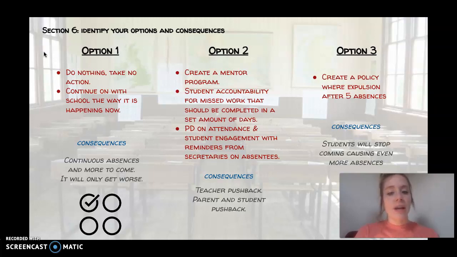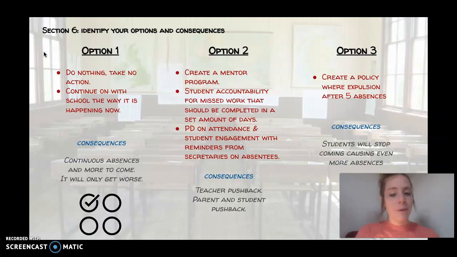We could also create student accountability for missed work that should be completed in a set amount of days, so they know if they do miss a day, they have a certain amount of days to make up that work. Then I could also have professional development on attendance and student engagement with reminders from secretaries on absentees.